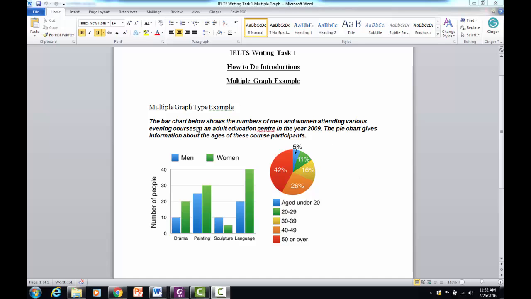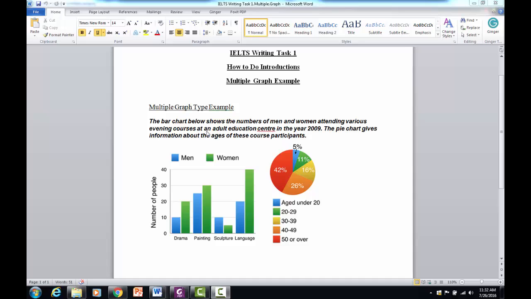So let's take a look here. Up here is telling us in general what we're looking at. It says the bar chart below shows the numbers of men and women attending various evening courses at an adult education center in the year 2009. The pie chart gives you information about the ages of these course participants.